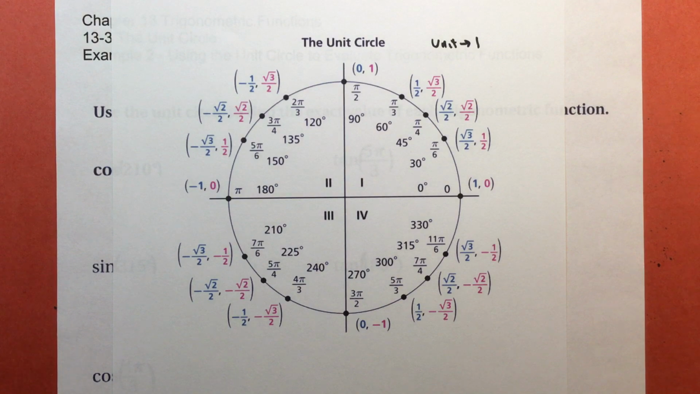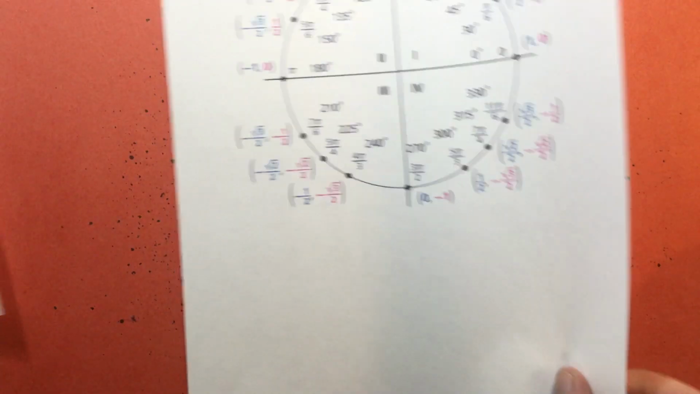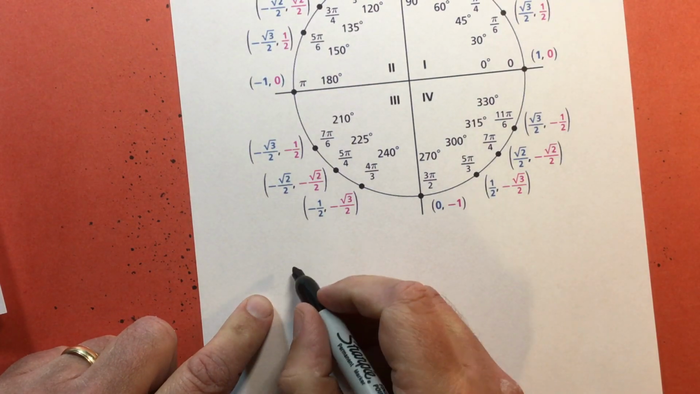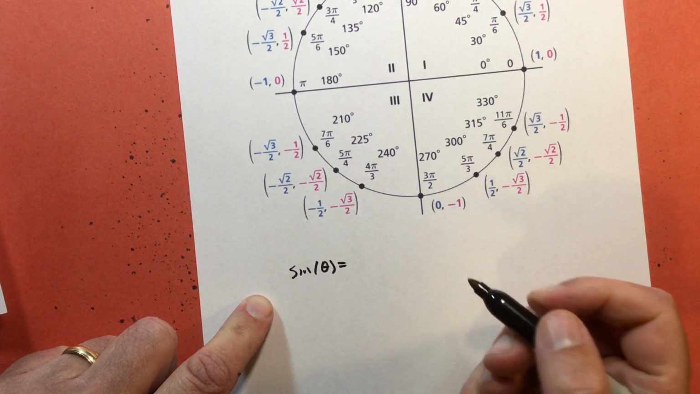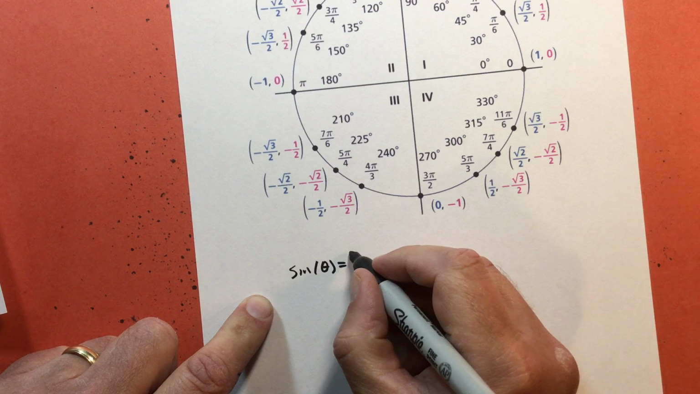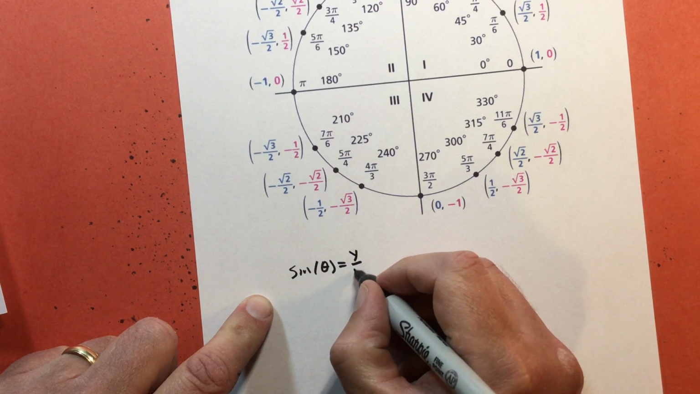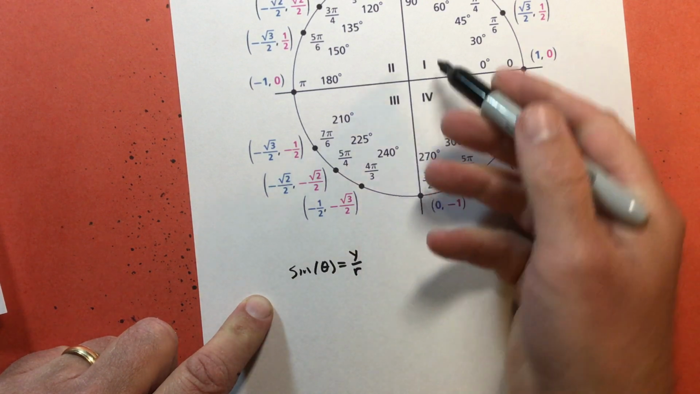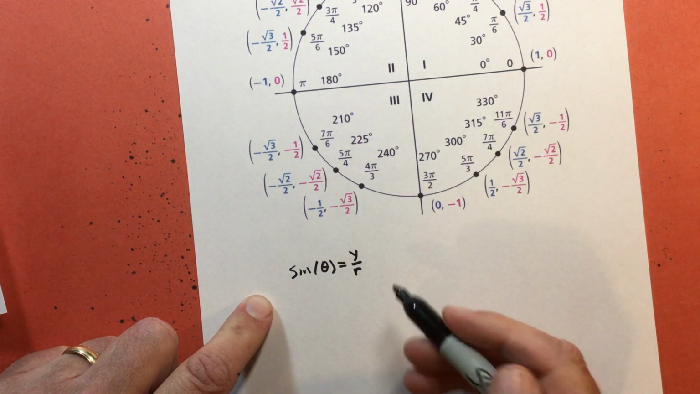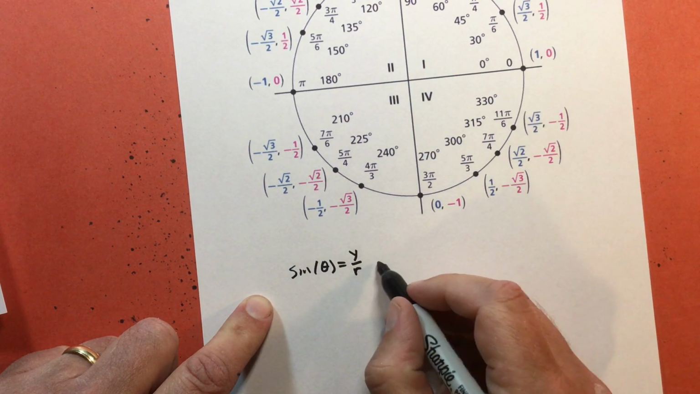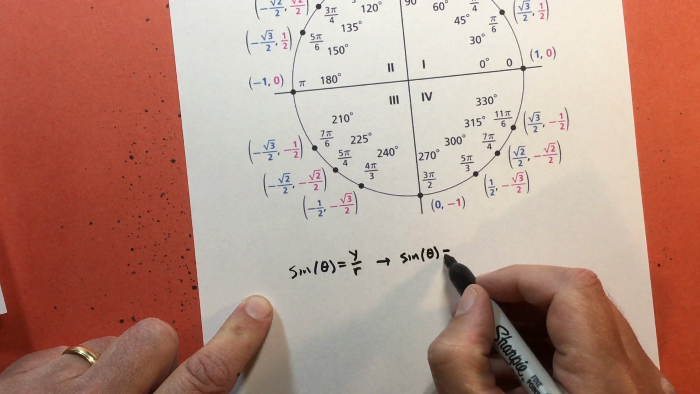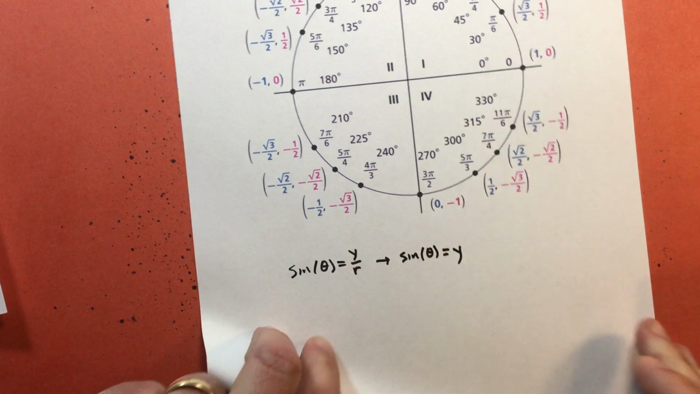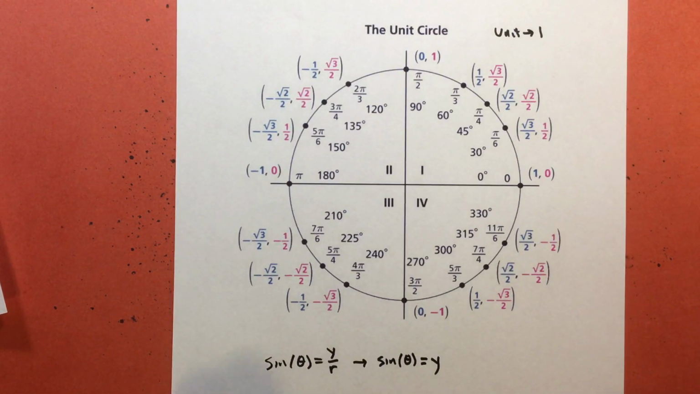Now here's the cool part. Let me move this because I'm going to write on it. We know that sine of any angle theta, from the last section, is going to be the y-coordinate divided by r. Since I'm dealing with a unit circle, r equals 1. So this means that sine of any angle theta is just the y-coordinate. So the unit circle gives me sine for all of the angles that are here.